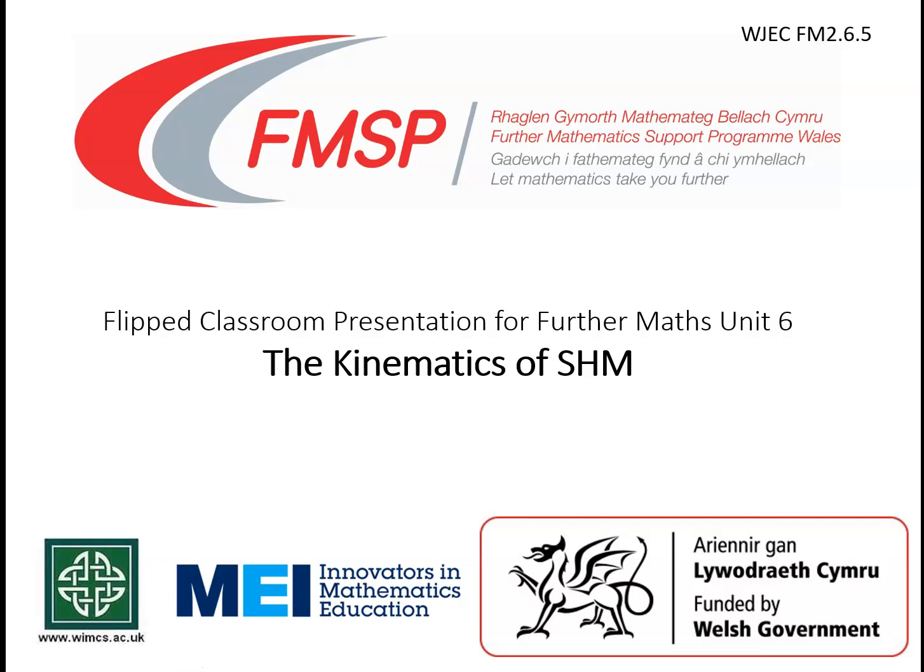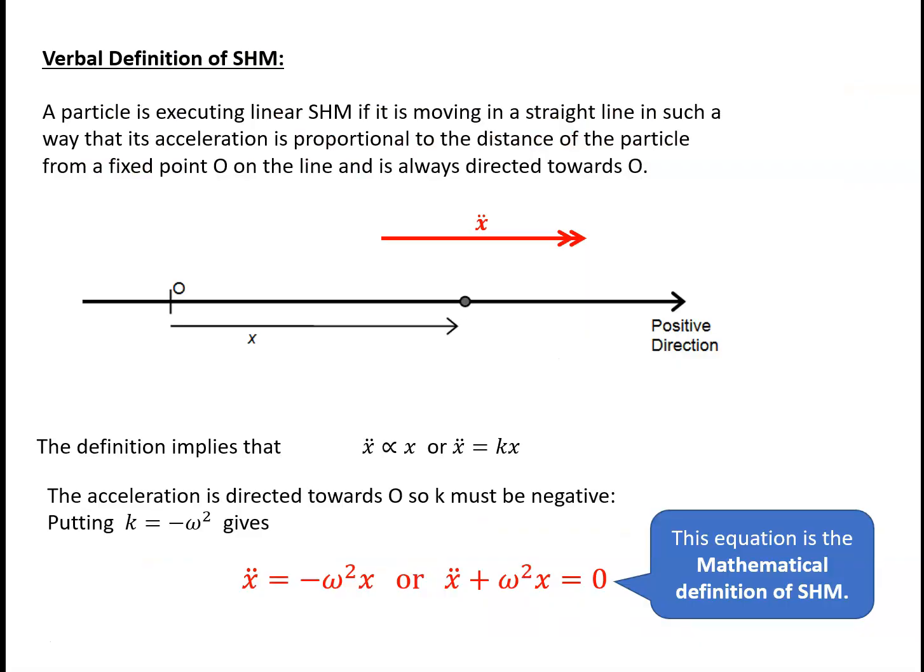In this video, we're going to look at the consequences of our basic definition of simple harmonic motion. So we've seen that a particle is executing linear simple harmonic motion if it's moving in a straight line in such a way that its acceleration is proportional to the distance of the particle from a fixed point O on the line and is always directed towards O.